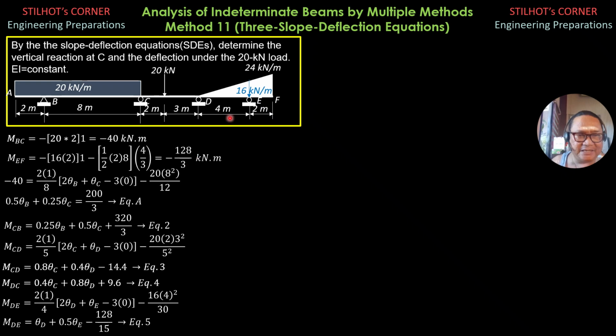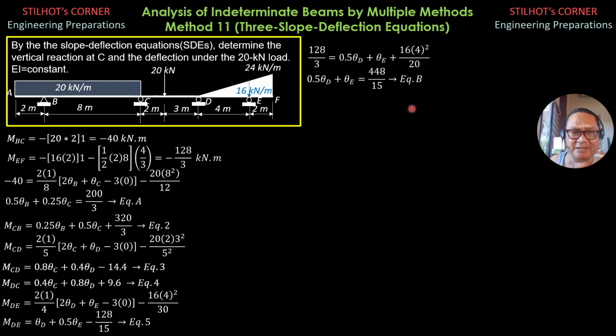128 over 3 equals 0.5 theta D plus theta E, interchange coefficient. Then positive WL square over 20, positive 16 times 4 square over 20. Simplifying, 0.5 theta D plus theta E is equal to 448 over 15. Call this equation B. We then apply equilibrium at support C.